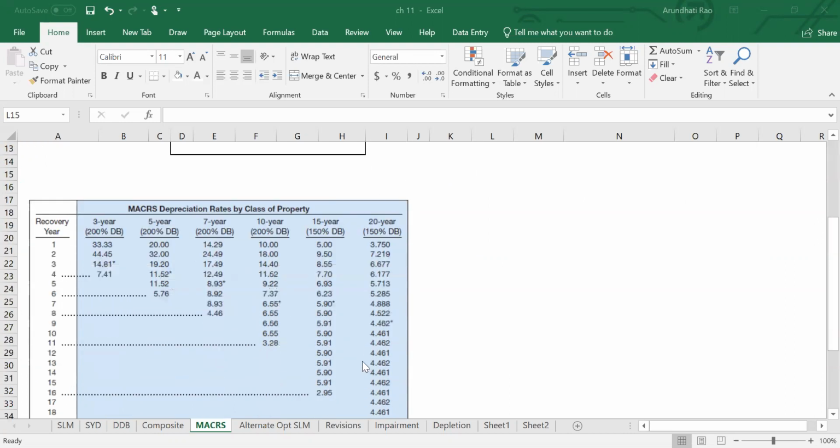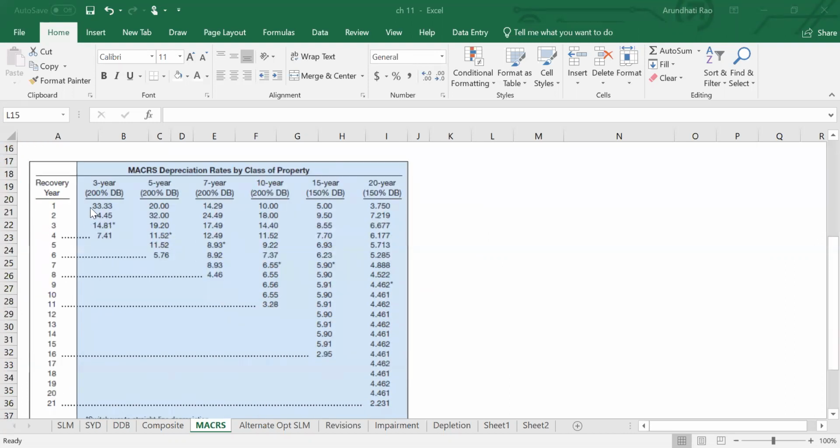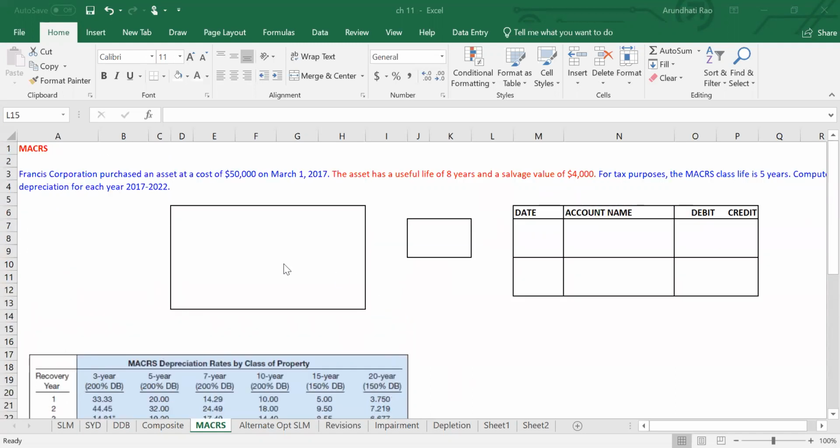So let's scroll down over here and look at the MACRS method. Depending on the class life of the asset, 3-year class, 5-year, 7-year, and 10-year, you're using the 200% double declining balance method. For the 15-year, it's 150%, and for 20-year, it's 150%. We don't need to calculate the depreciation rate because it is given to us. Now, for the 5-year life, the recovery period is 6 years, which is why in our exercise, they've asked us to calculate the depreciation expense for 2017 through 2022.